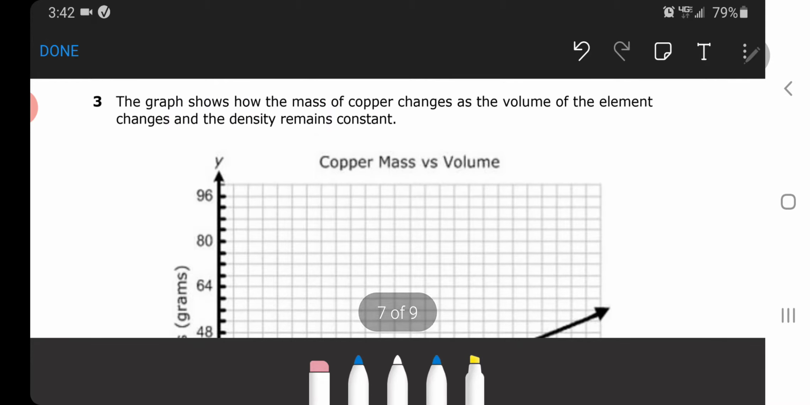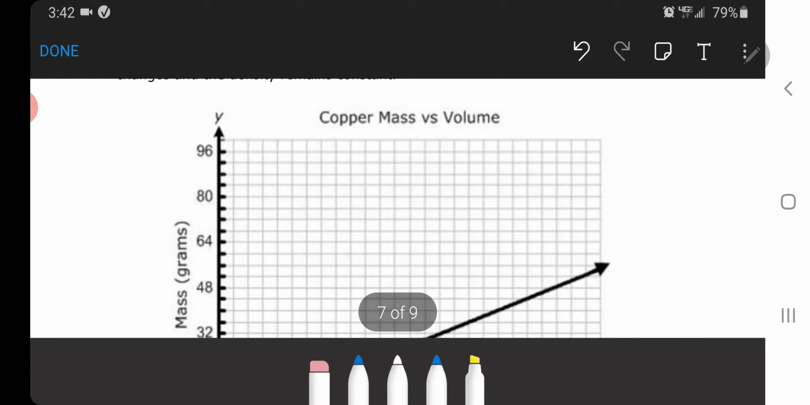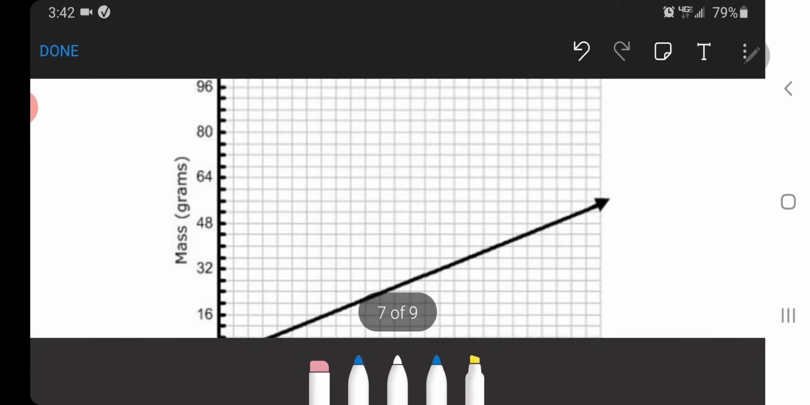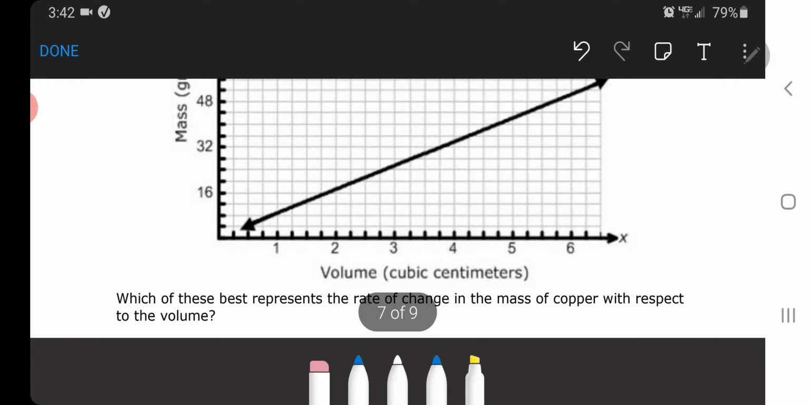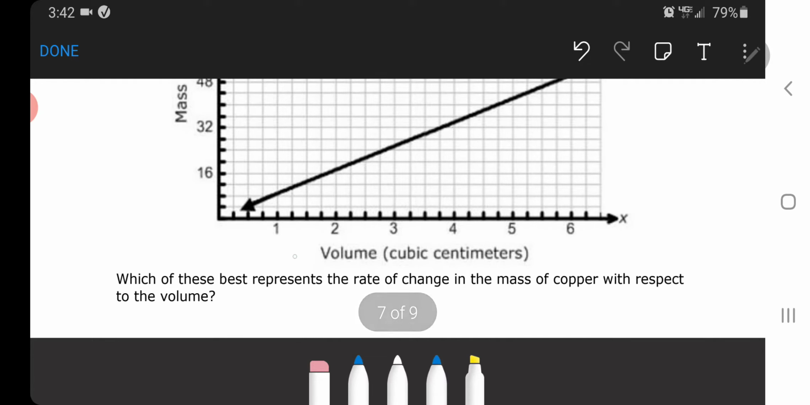All right, 3. We have a graph that shows how the mass of copper changes as the volume of the element changes and the density remains constant. We're asked to find which of these best represents the rate of change in the mass of copper with respect to the volume. So once again, we're looking for the rate of change, or aka our slope.